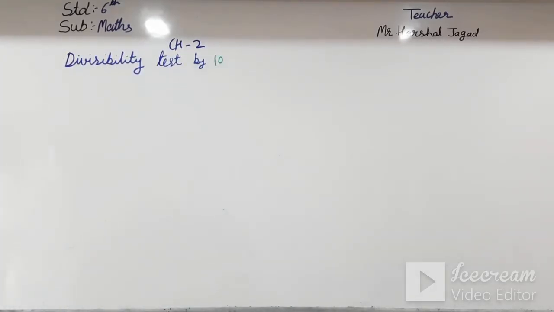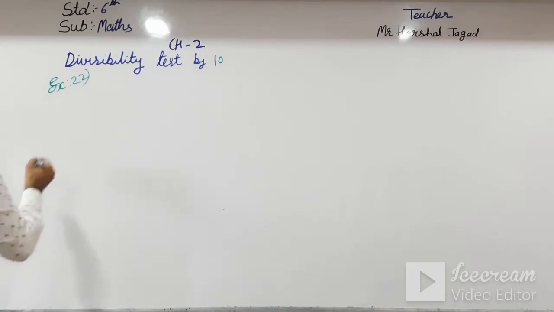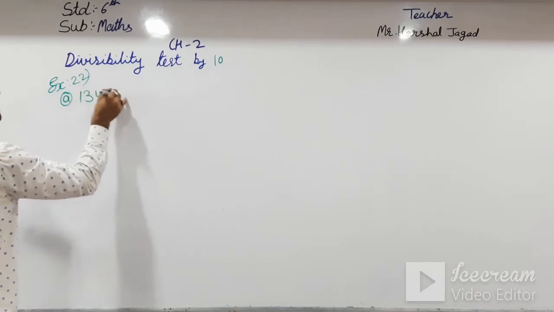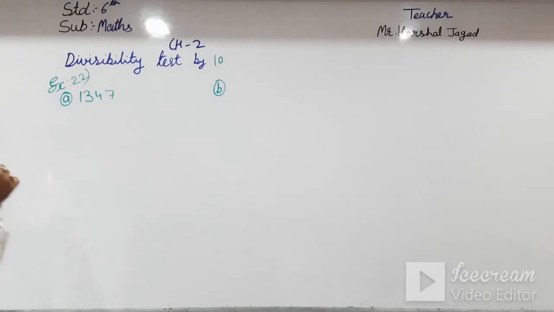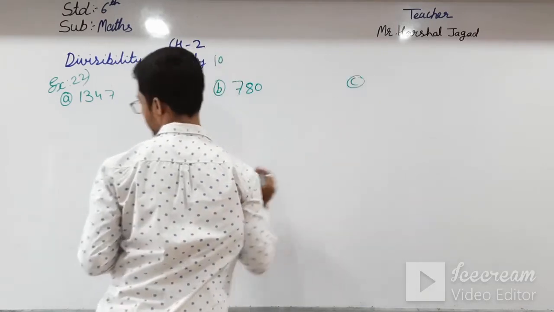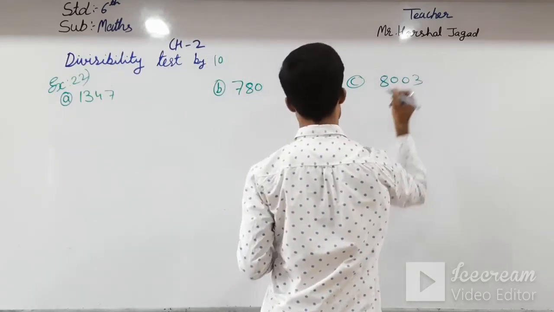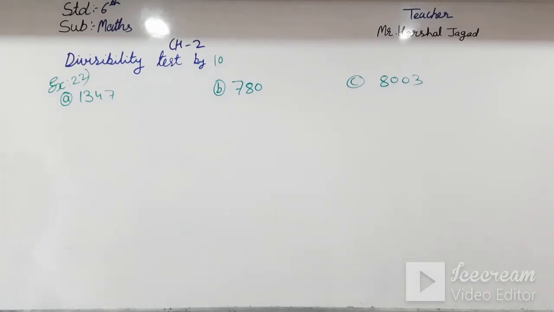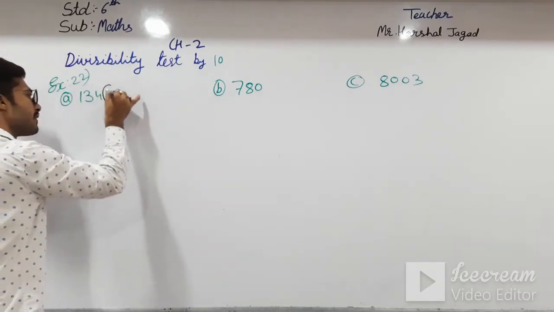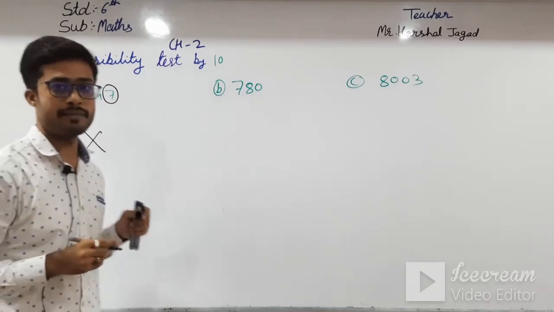Example number 22, writing that on the board. A, that is 1347. B, that is 780. And C, it is 8003. So first of all, solving A: if it is divisible by 10, then its unit place must be 0. See here, its unit place is 7. So this is not divisible by 10.